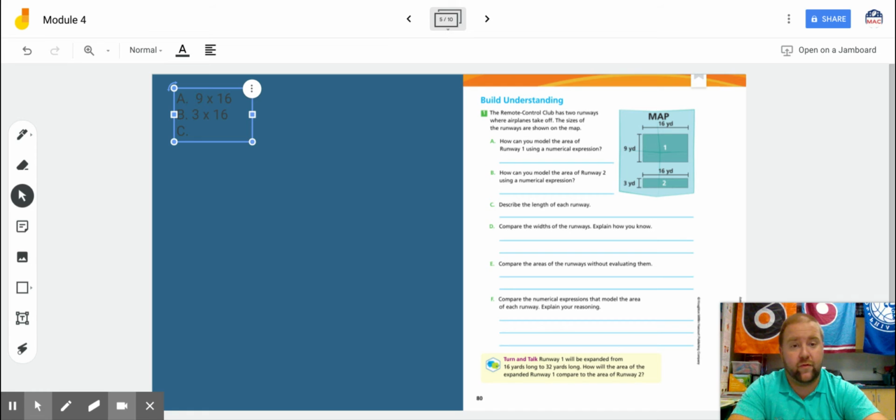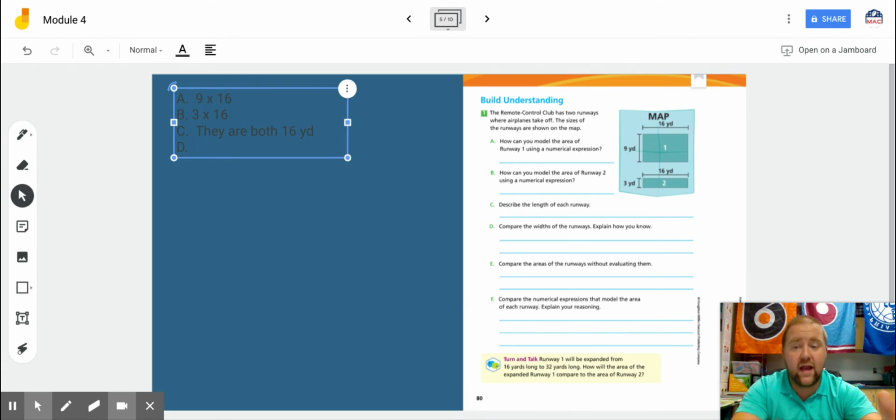It could be multiple things. They just want you to describe the lengths of each. Now, when it says to compare the widths, we're looking at the 9 and the 3. So actually, let me put an answer in for C and say they are both 16 yards. All right. Okay. For part D, they want you to compare the widths.